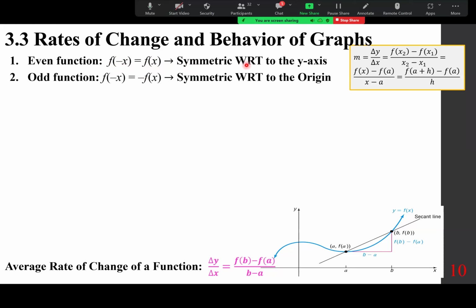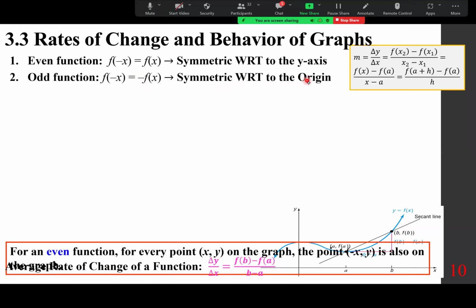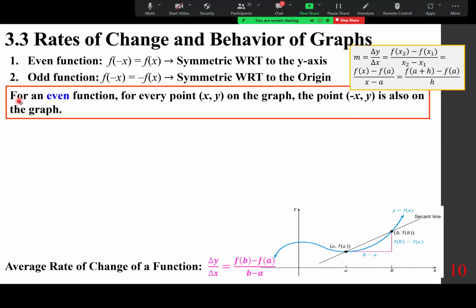Symmetric WRT, with respect to the y-axis. Number 2, odd function. F of negative x equals negative f of x, symmetric WRT to the origin. Perfect. Go ahead, please.